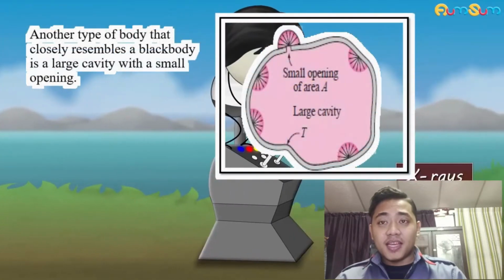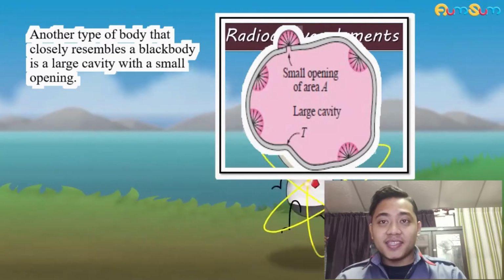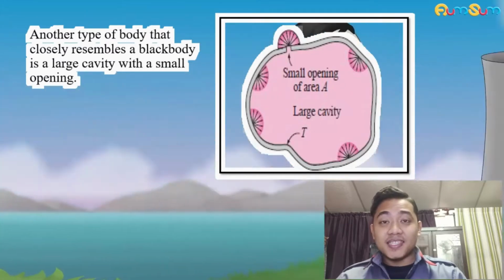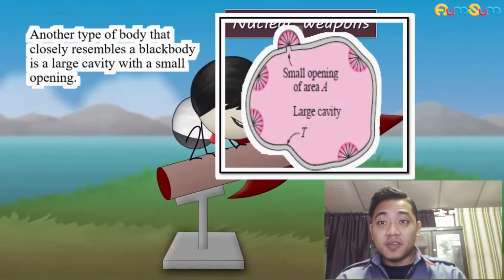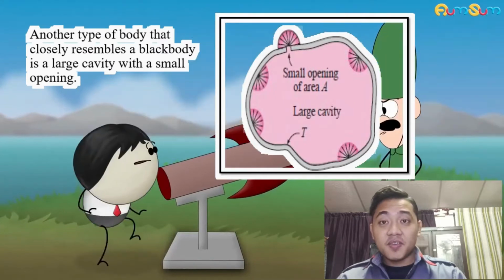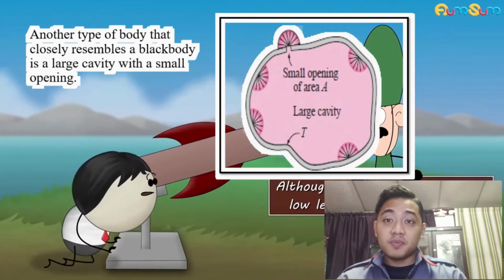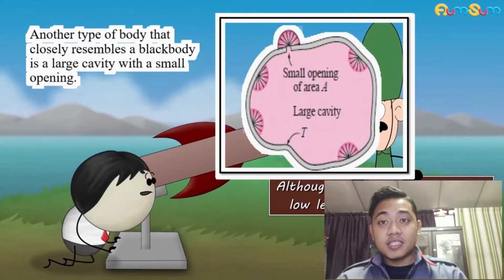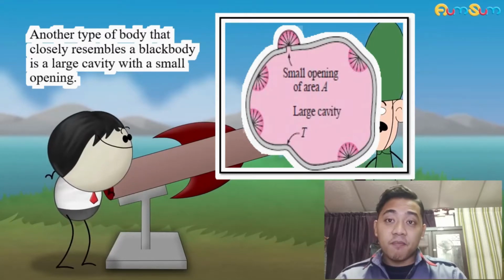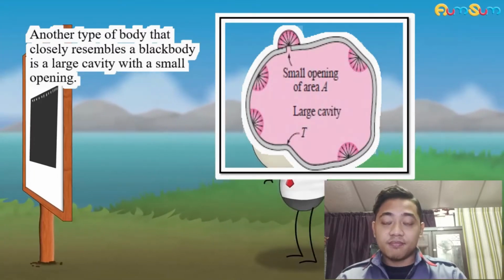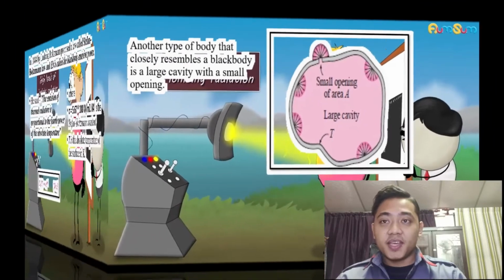Another body that closely resembles a black body is a large cavity with a small opening. As you can see from the picture, there is a small opening of area A, and it is considered as black body radiation.